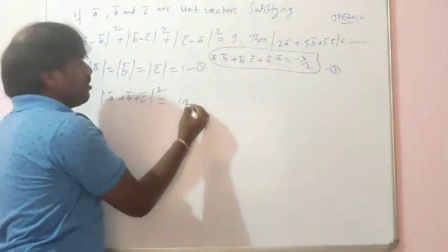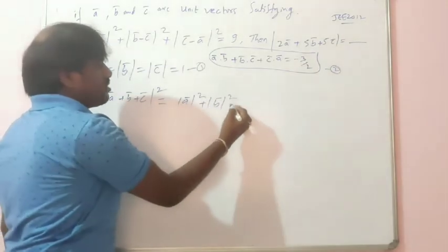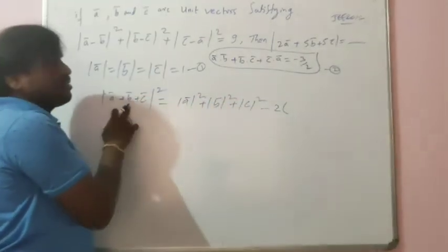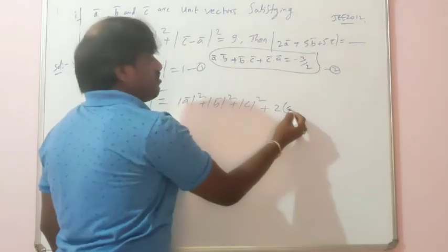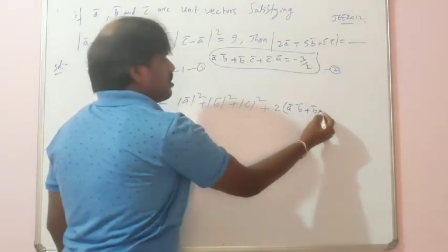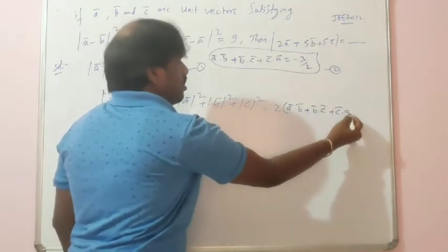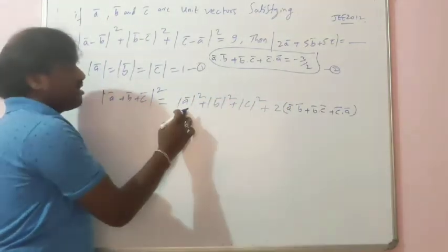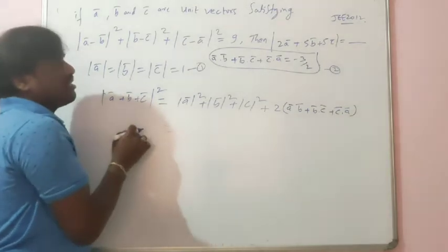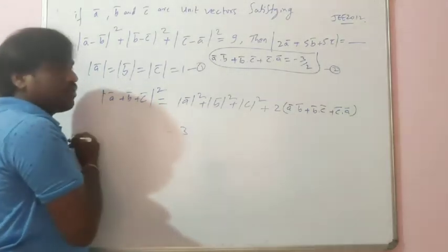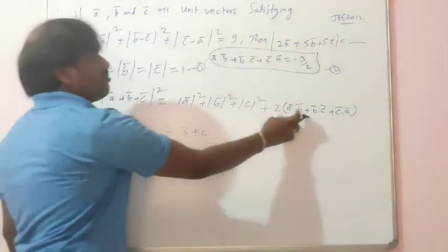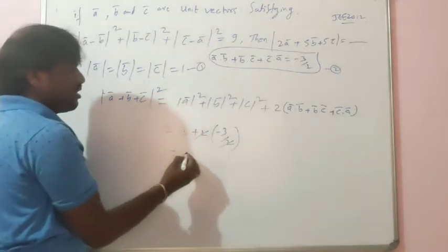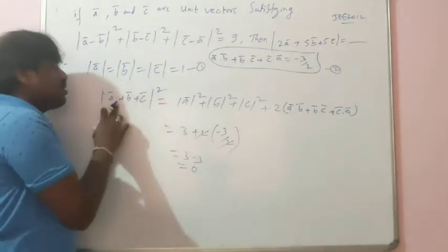So what I can write here is mod A square plus mod B square plus mod C square, plus 2 times of A dot B plus B dot C plus C dot A. It is a plus symbol. Already this formula I discussed in the previous question. So this value I am getting is 1 square plus 1 square plus 1 square, that is 3, plus 2 times of A dot B, B dot C, C dot A. I am getting this value as minus 3 by 2. So the 2 gets cancelled. 3 minus 3 I got 0. So this value is 0.